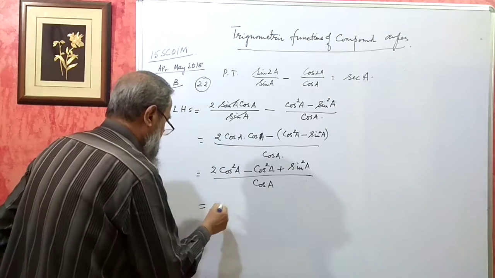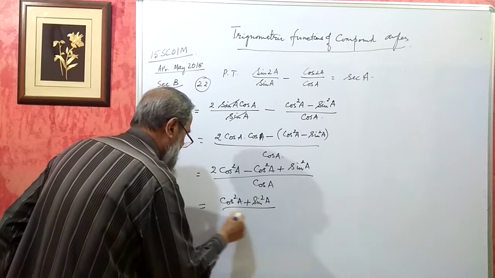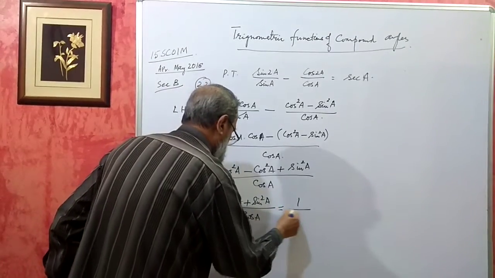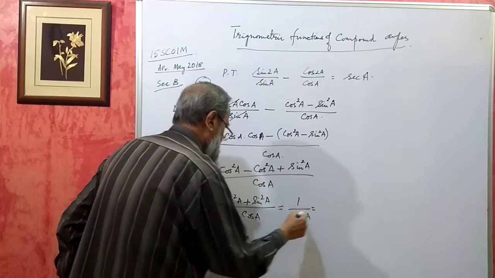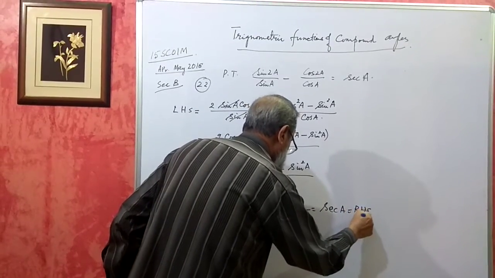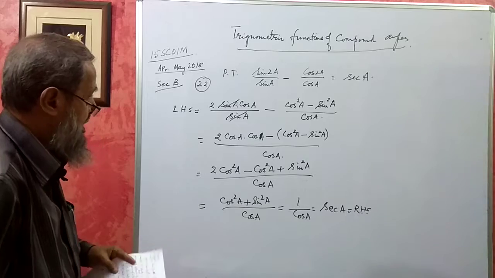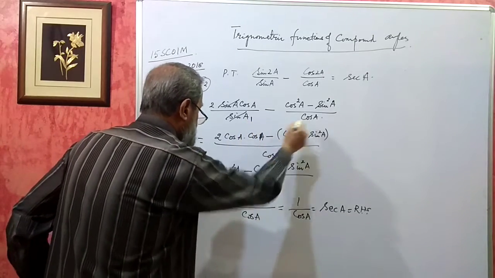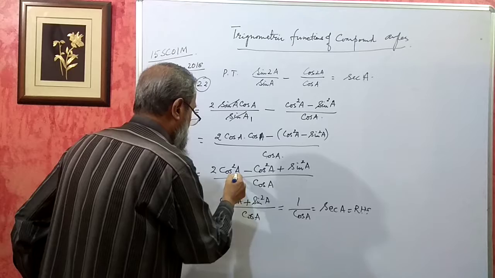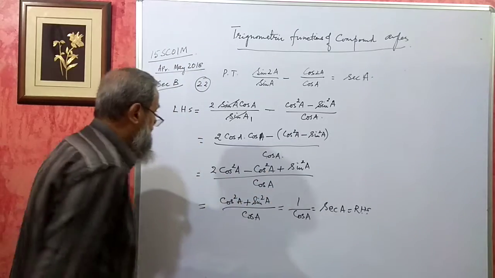Now 2 cos square a minus cos square a is 1 cos square a plus sine square a divided by cos a. Now cos square a plus sine square a is 1. 1 by cos a. And 1 by cos a is nothing but secant a, which is the right hand side. So we have proved that left hand side is equal to right hand side. So you get 5 marks for this. Here what I have done, I have taken LCM as cos a. So 2 cos a into cos a, that will be 2 cos square a minus this. Because of this minus, this becomes plus. And so you get this answer.